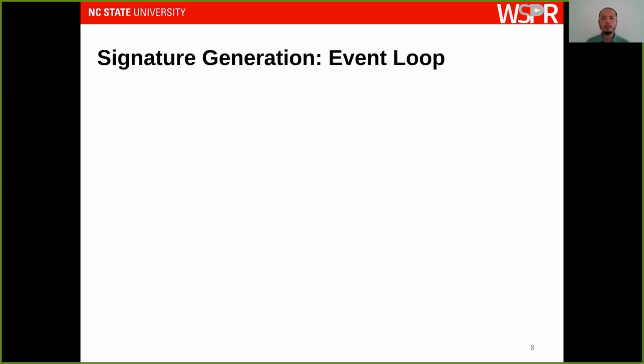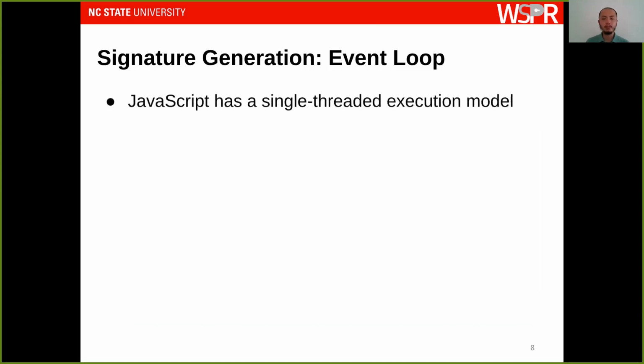And to do that, I first need to refresh up on the concept of the JavaScript event loop. And this concept is a consequence of the fact that JavaScript has only a single threaded execution model. So what this means is that for a given web page, only one script on the page can execute at any given time.